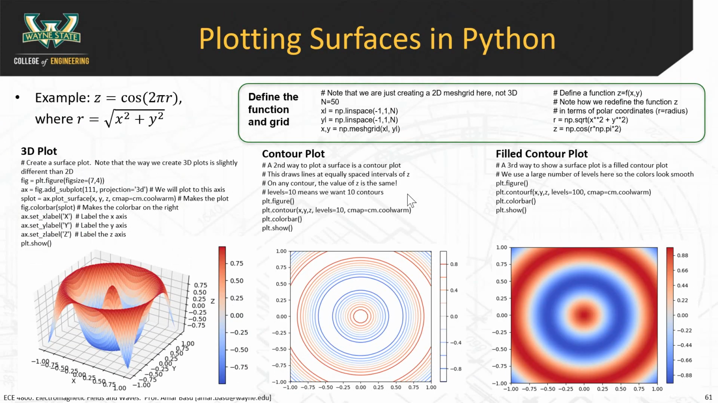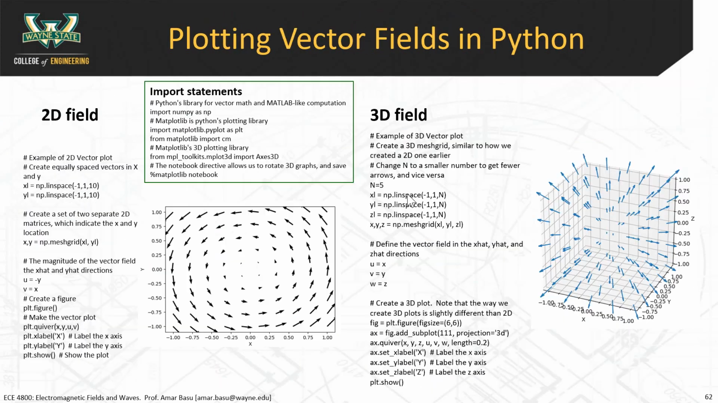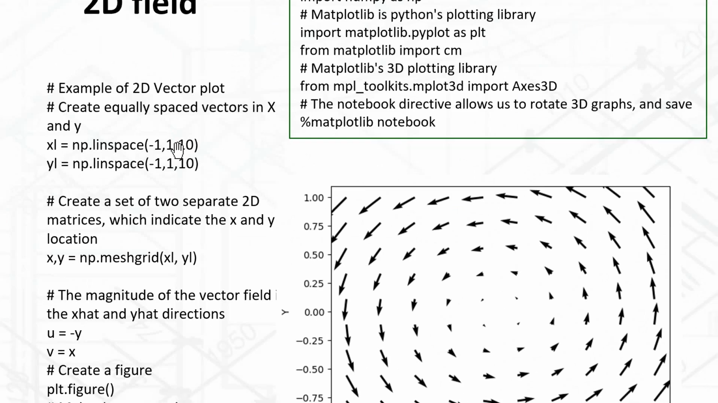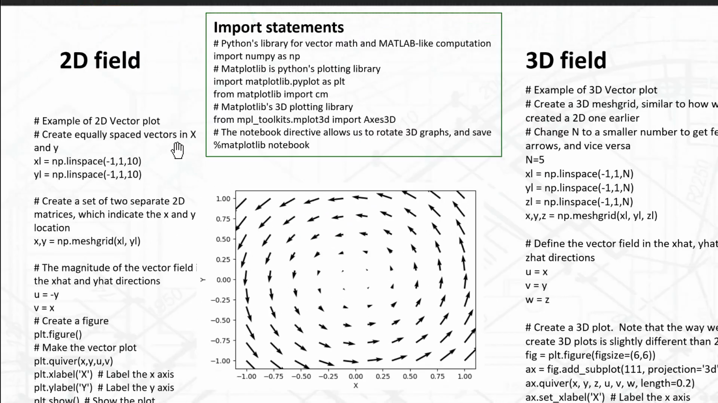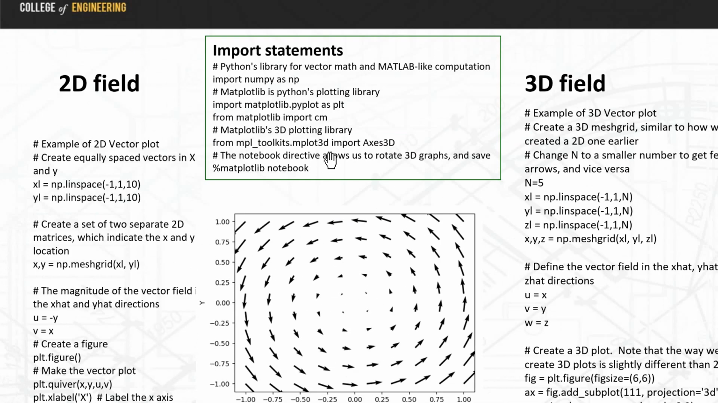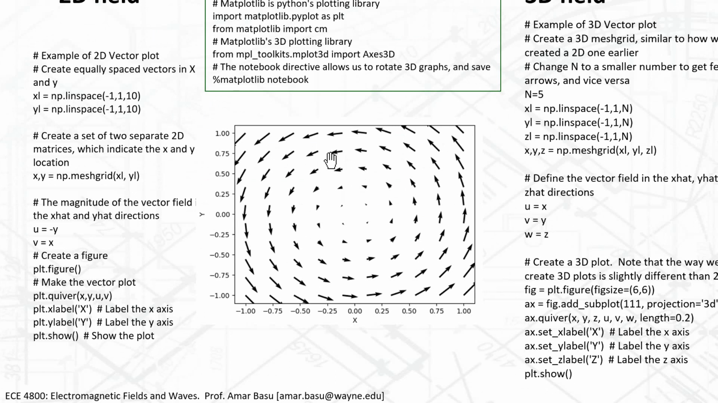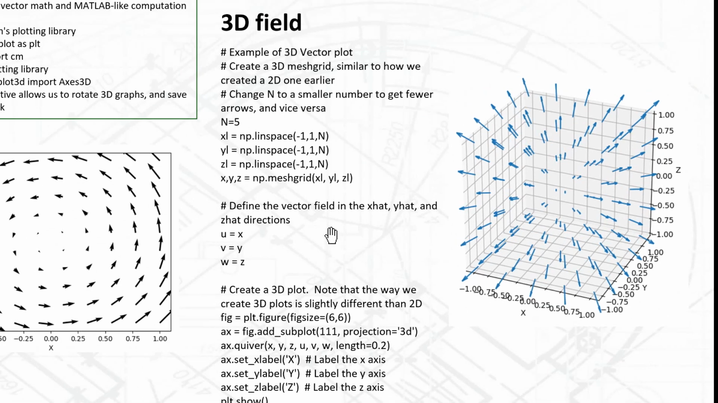All right. So now we plotted surfaces. Now we're going to do plotting vector fields. Again, you're going to be defining a linear space. We'll do the two-dimensional field first. Same import statements as before. Let's go right to the notebook. We're going to plot a two-dimensional vector field and a three-dimensional vector field.